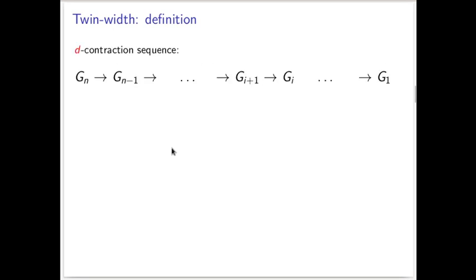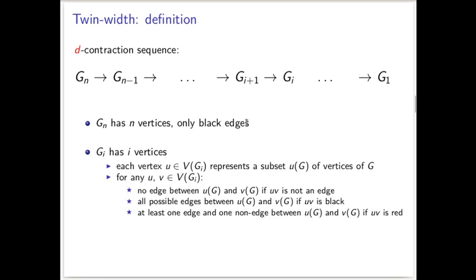Another convenient way to see a contraction sequence is as follows. We start from Gn, which is G, and has only black edges. Then we apply our contractions. At any point of the contraction sequence, Gi has i vertices. Each vertex u of Gi can actually be seen as a subset u of G of vertices of the initial graph G. Now, if you take two vertices u and v in Gi, then depending on the edge between u and v, we have the following situations.